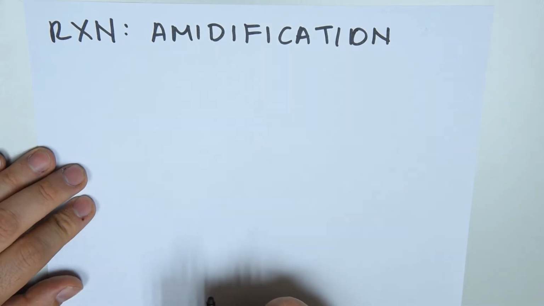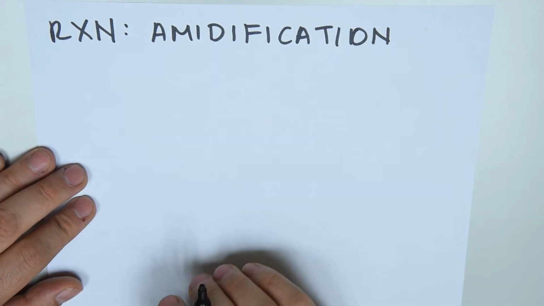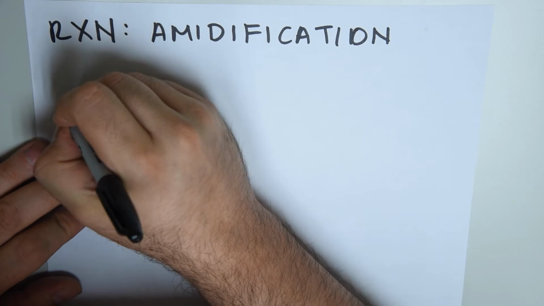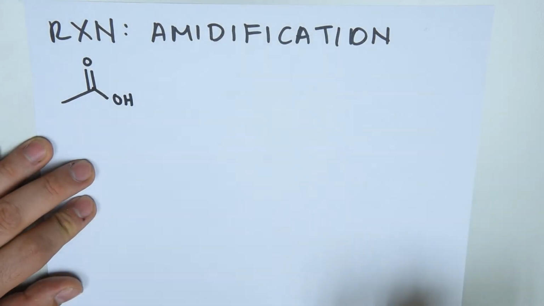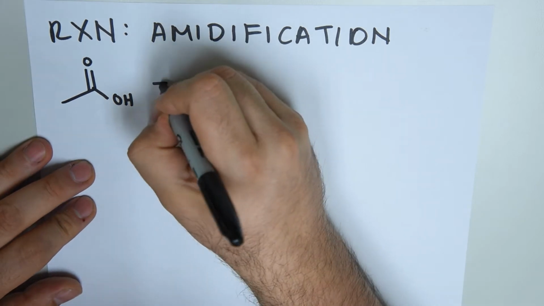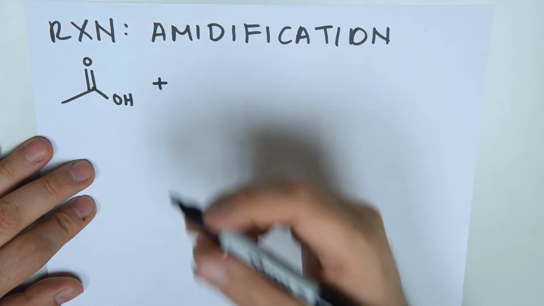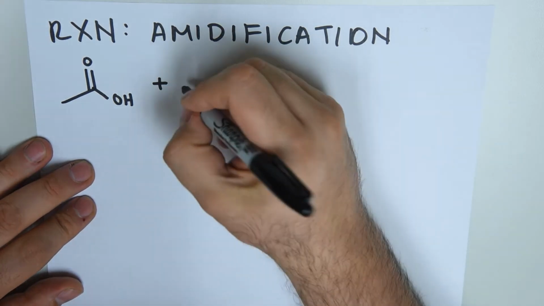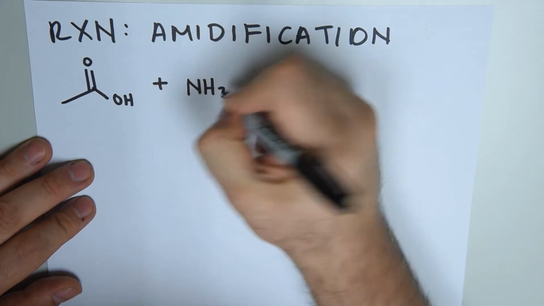As its name implies, amidification is the production of amides. And what are some of the reactants that we use for this reaction? We start with a carboxylic acid. Here I'm using ethanoic acid. And I'm going to add an amine to it. Let's start with a very simple amine, the simplest amine, which is the precursor of any amine, ammonia.